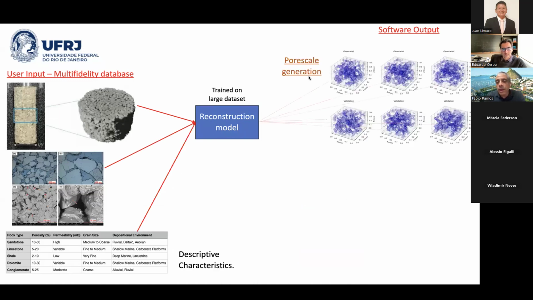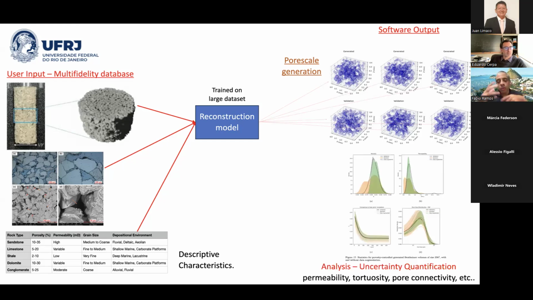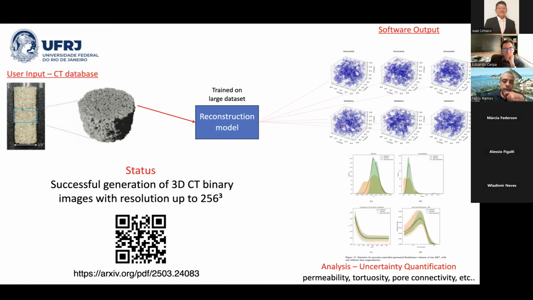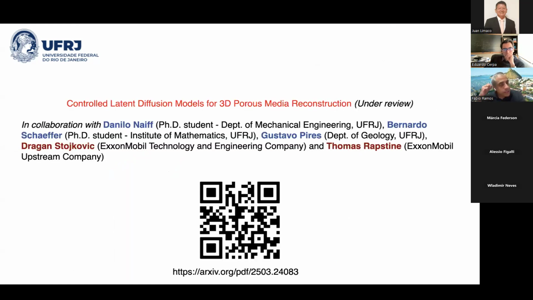And from it, we're able to generate lots of pore scale domains for simulation, right? And then we can do all sorts of uncertainty quantification of porosity, permeability, etc. So far, we are able to generate 3D CT binary images with resolution up to 256 cubed. So if you want to check it out, we have a version on arXiv.